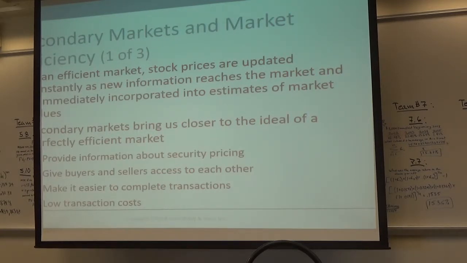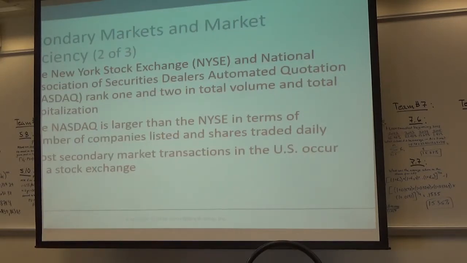Secondary markets and market efficiency. In an efficient market, stock prices are updated constantly as new information reaches the market and is immediately incorporated into estimates of market values. Secondary markets bring us closer to the ideal of a perfectly efficient market. They provide information about security pricing, give buyers and sellers access to each other, make it easier to complete transactions, and keep transaction costs low. The New York Stock Exchange and the National Association of Securities Dealers Automated Quotation, or NASDAQ, rank 1 and 2 in total volume and total capitalization.